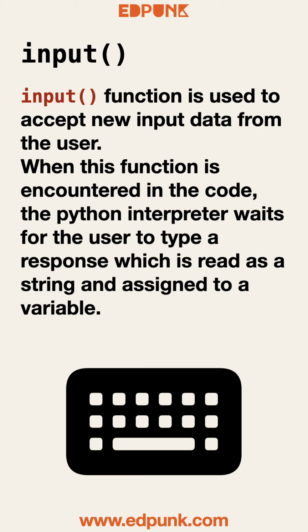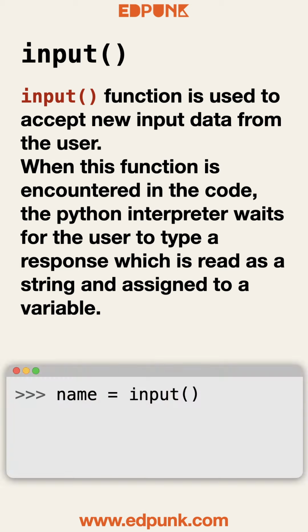For example, when you execute name = input() in the Python shell, the Python interpreter waits for the user to type a response. Let us type EdPunk and hit enter. EdPunk is read as a string and assigned to the variable name. You can display the value of name, which outputs the string EdPunk.